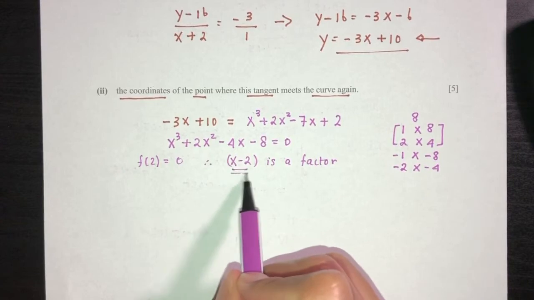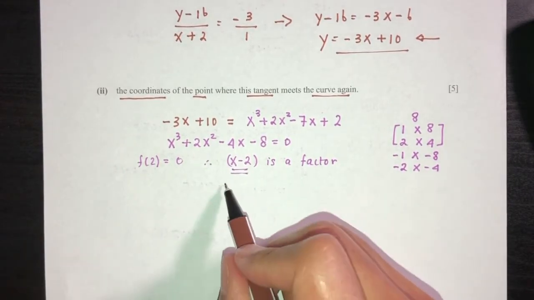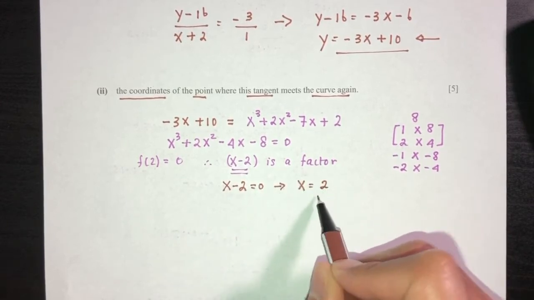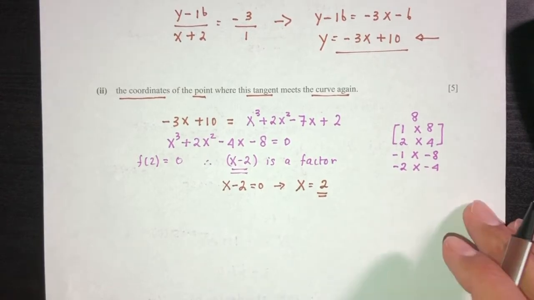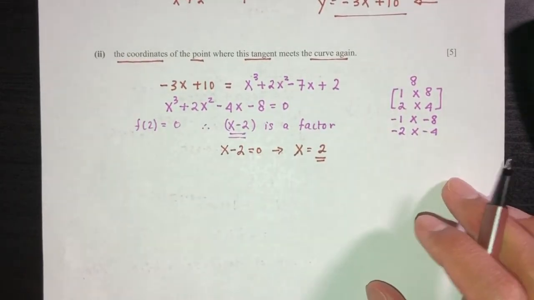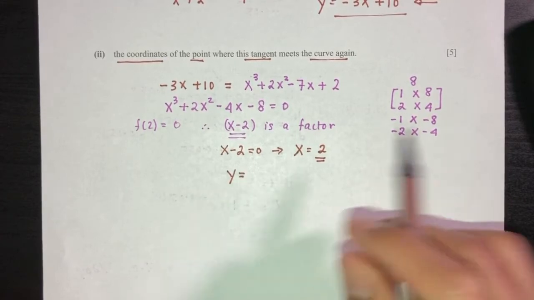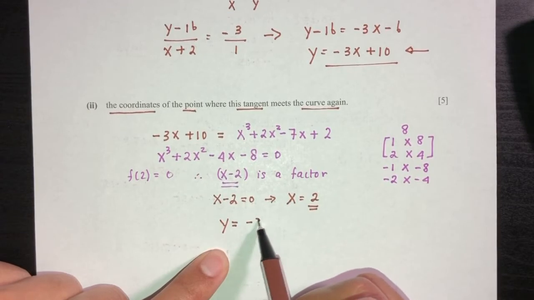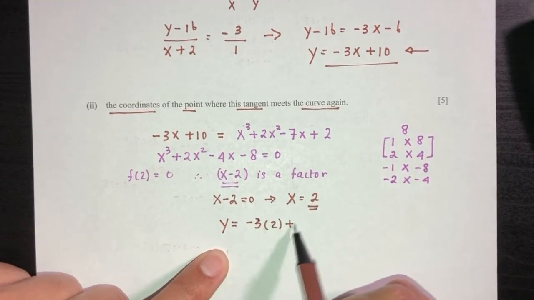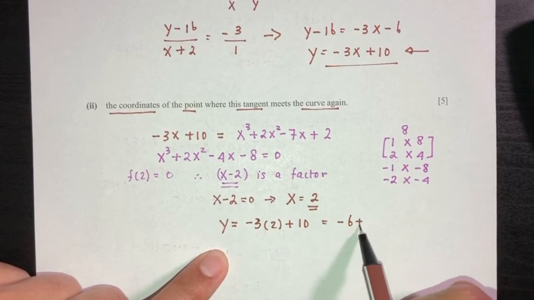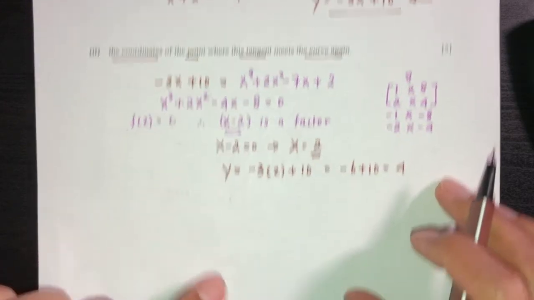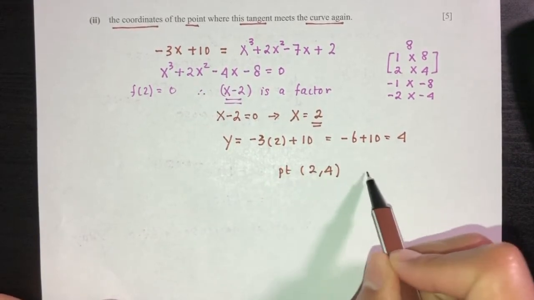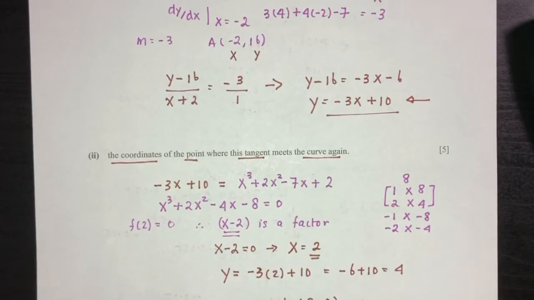So at the value of x minus 2 equal to 0, so x equal to 2 is another point where it cuts the curve again. So let's find the corresponding value of y. So y will be replaced back in the equation, minus 3x plus 10, with x as 2, that will be minus 6 plus 10, that should be 4. So the other point will be (2, 4). And this is your answer for this question.